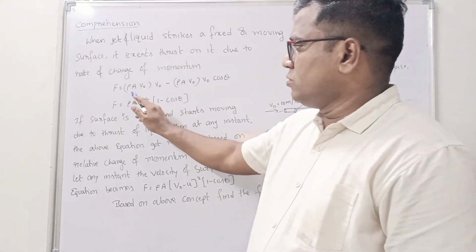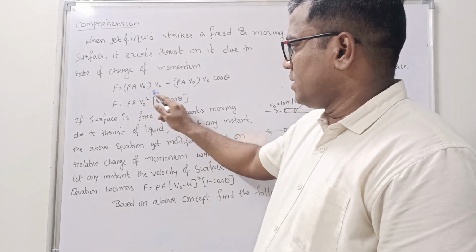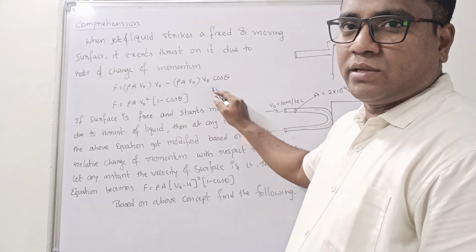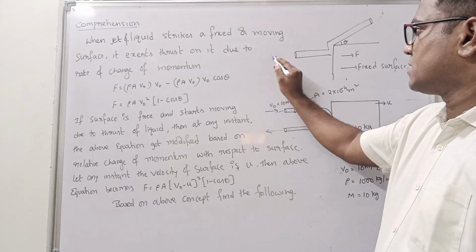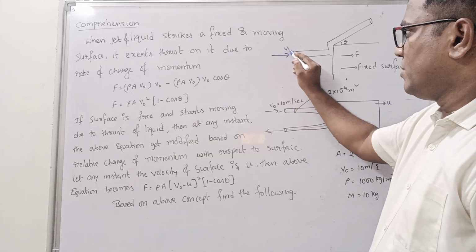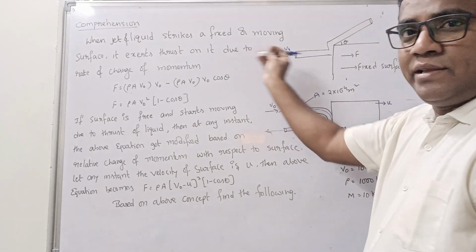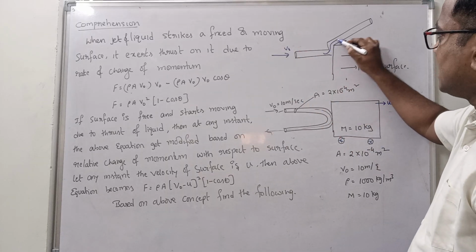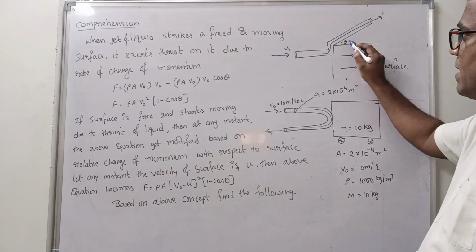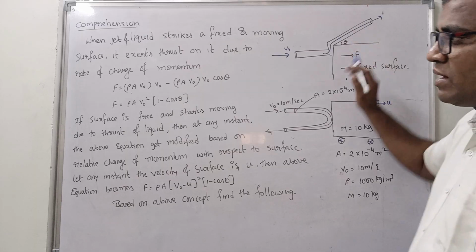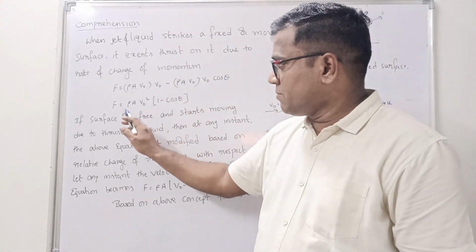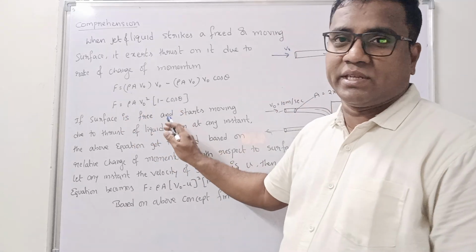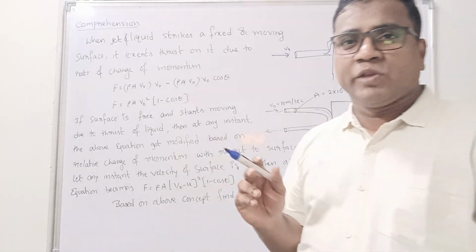F is equal to rho A V naught into V naught minus rho A V naught into V naught cos theta. So here the liquid is ejecting in this direction with some velocity V naught. When the liquid enters and hits the surface, some amount of the liquid is ejecting in this direction by making an angle theta. For this, what is he given? He is given the expression F is equal to rho A V naught square into (1 minus cos theta). So the expression is also given.